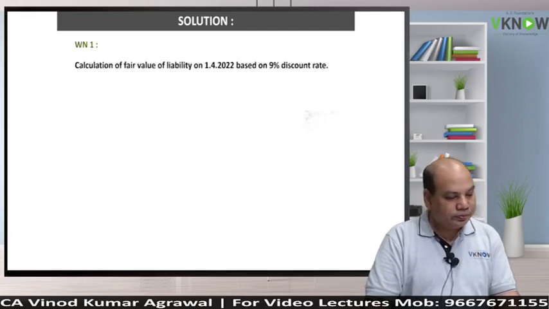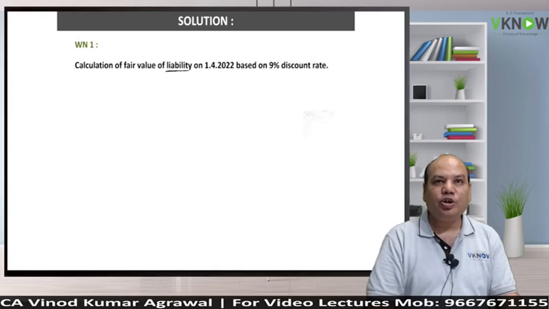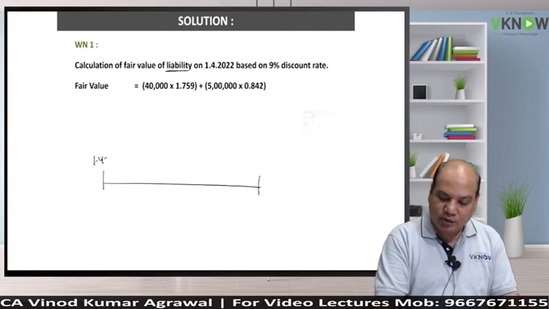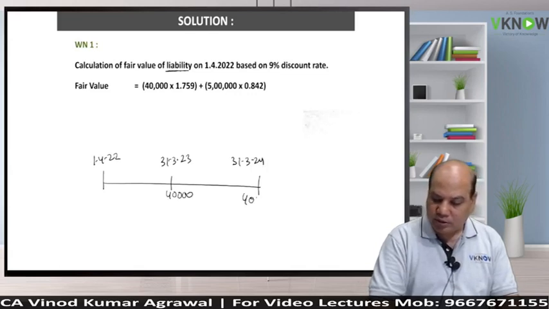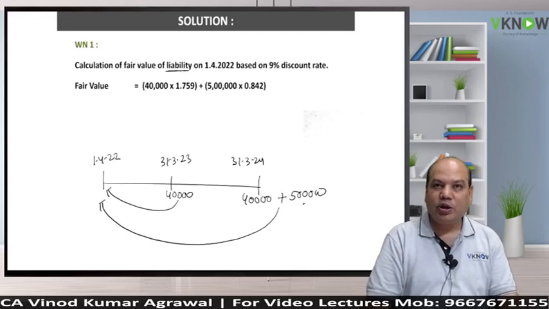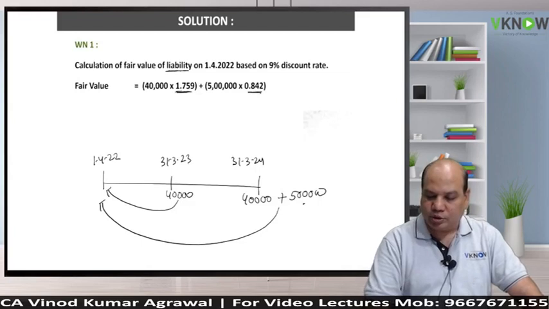So what you will do, you will find out the present value of the liability component today. How many cash flows are remaining? We are standing here at 1,422. One payment is pending on 31st March 23 and one payment is pending on 31st March 24. Here 40,000 is pending, and 40,000 plus 5 lakh is pending. So I will discount this by a 1-year factor, and this amount by a 2-year factor. Ready? Factors are printed in the book.